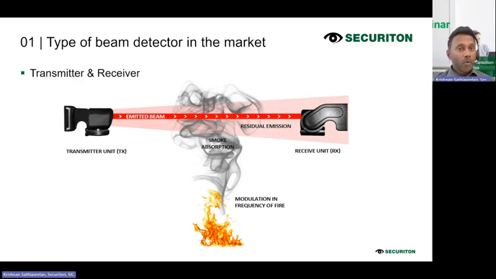Mainly what we will be focusing on today is the transmitter and receiver type, because it is better suited to an environment such as recycling.